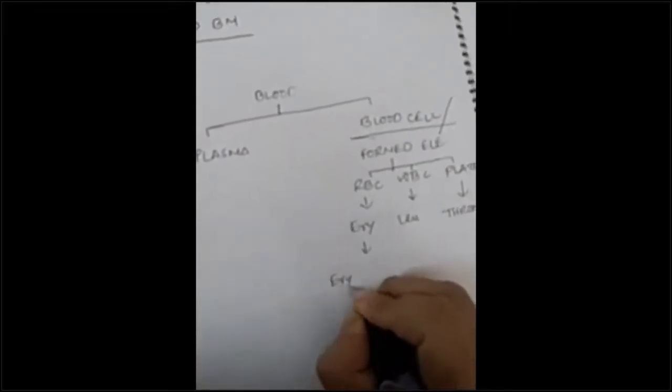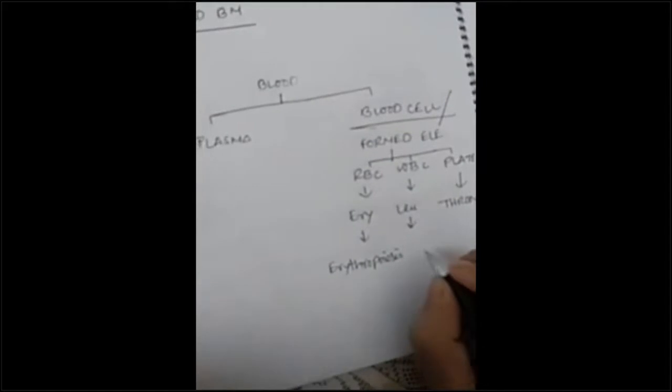So the production of erythrocyte is known as erythropoiesis. Then production of leukocyte is known as leukopoiesis. And thrombocyte production is thrombopoiesis or megakaryopoiesis. Okay. Then these three processes happen in the red bone marrow. Always remember red bone marrow. The bone marrow has two classifications, but these blood cells or formed elements are produced from the red bone marrow.